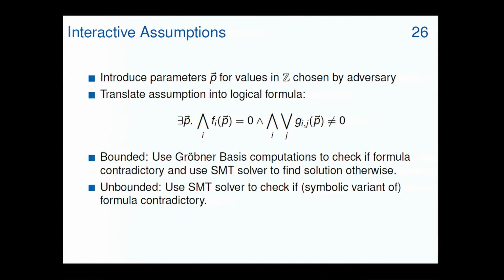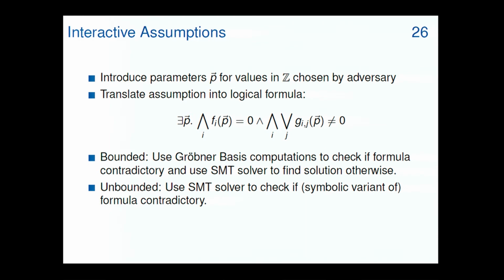So the equalities usually come from, let's say, the verification equation of the winning condition, and the inequalities come from additional constraints. If you have an interactive problem where the adversary should produce a signature on a new message and not an existing one, you get an inequality from this. So for the bounded case, we use computer algebra systems to perform Gröbner basis computations to check if the formula is contradictory. And if we cannot prove that it's contradictory, then we try to find an attack using an SMT solver.